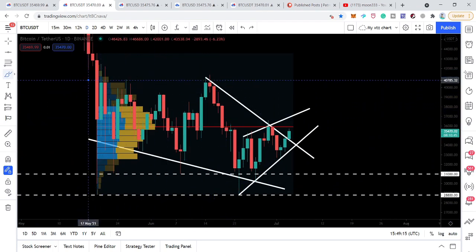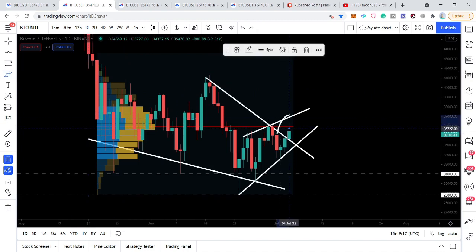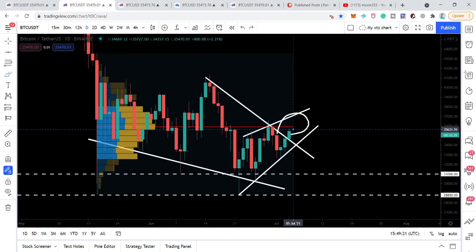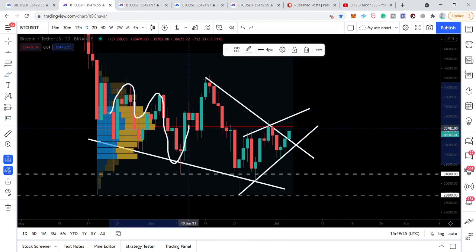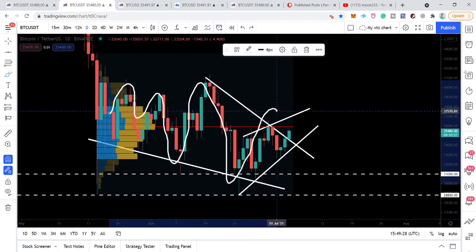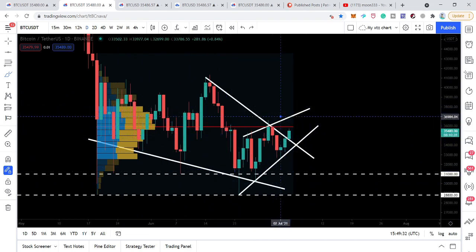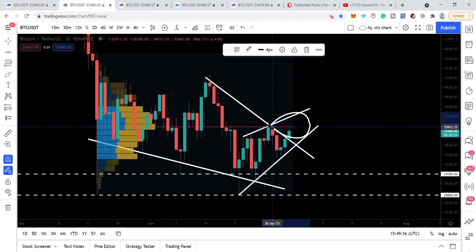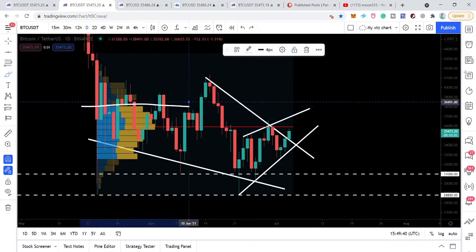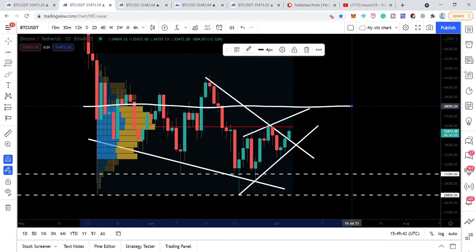And here we have the point of control of the volume profile. This red line is the point of control. Therefore, whenever the price action is moving up or down, it is always moving back to this point of control, because this is the point of control of this volume profile. And now the price action has again reached very close to this point of control, and it can move up to this level that is approximately at $38,000.